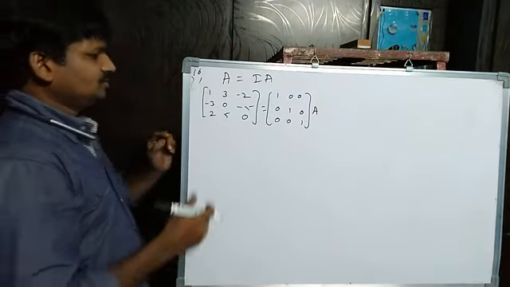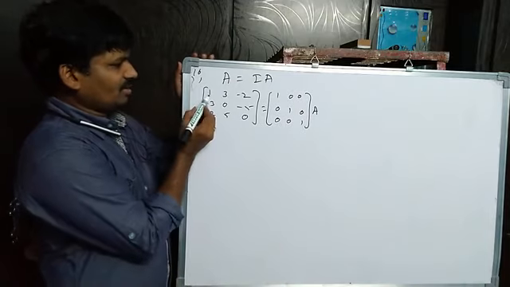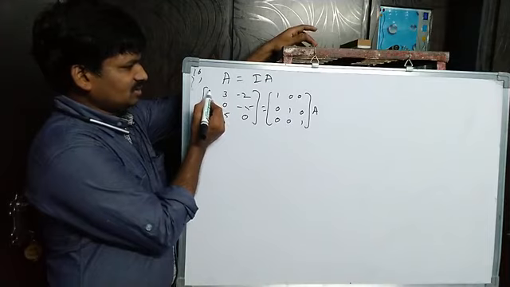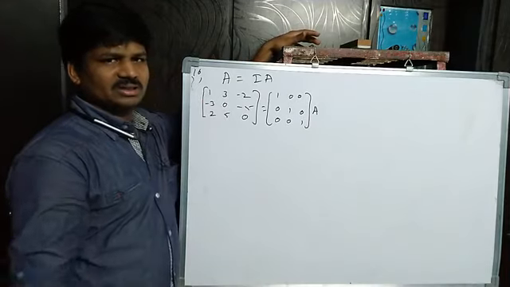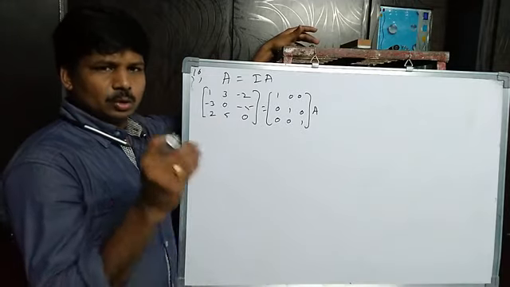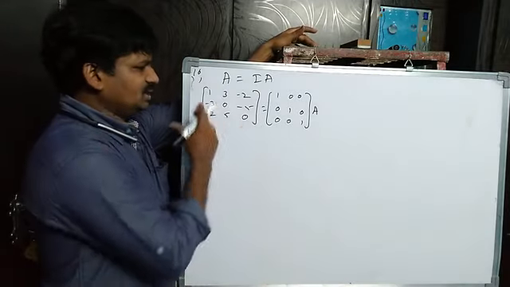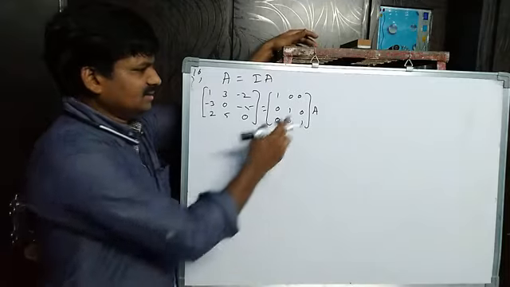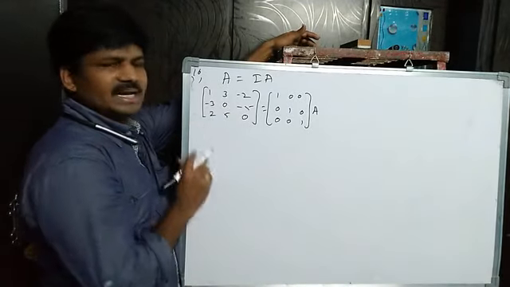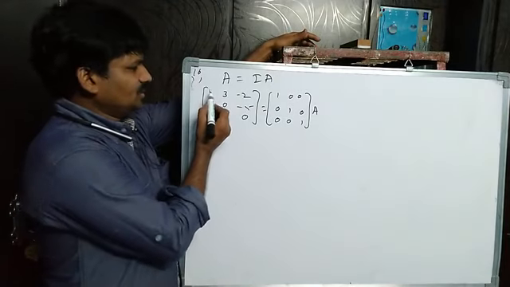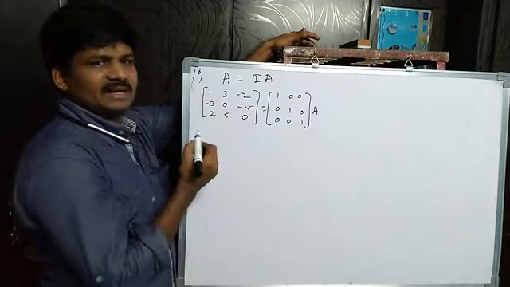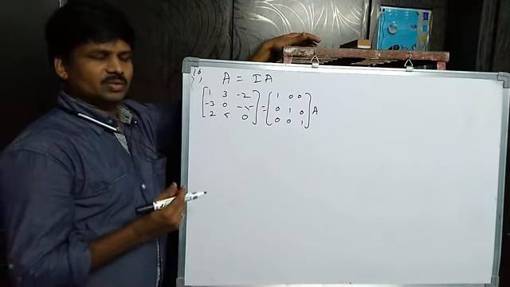Next, what do we have to do? As I already told you, first we have to apply row operations, a sequence of row operations, to transform this matrix into an identity matrix. This matrix will become some other matrix. So to change this matrix into the identity matrix, we are using row operations.